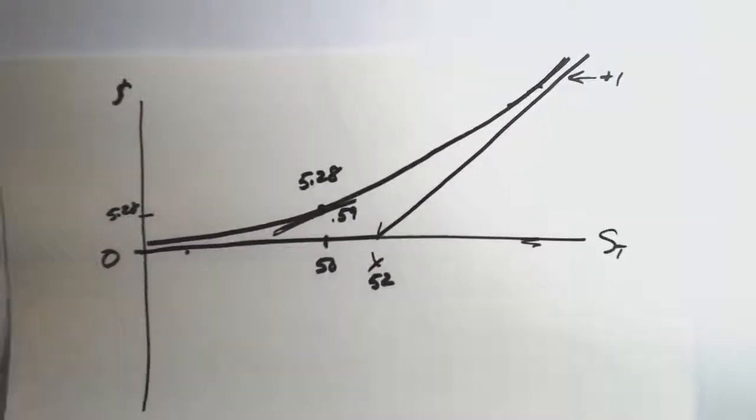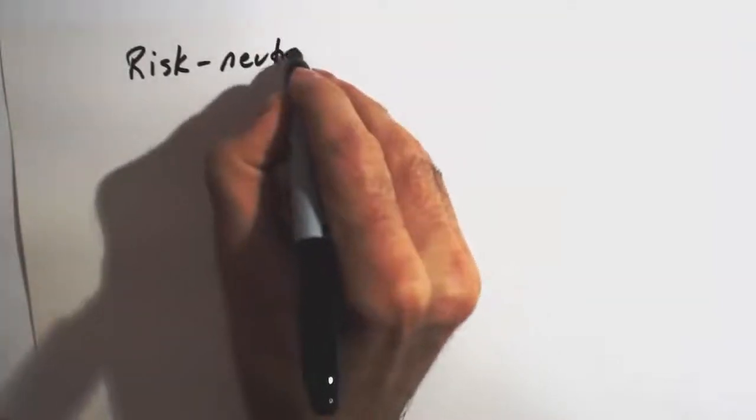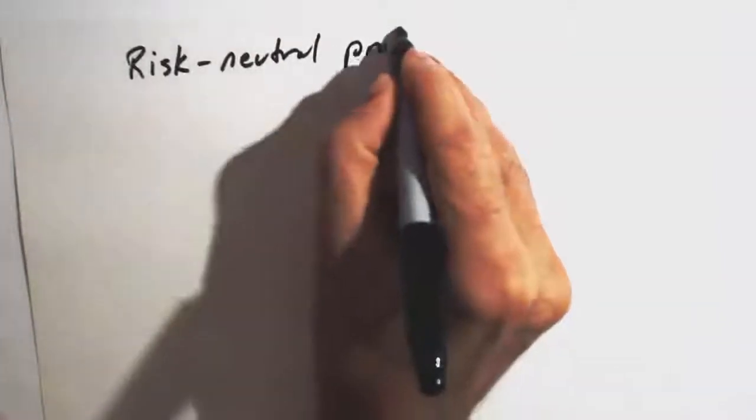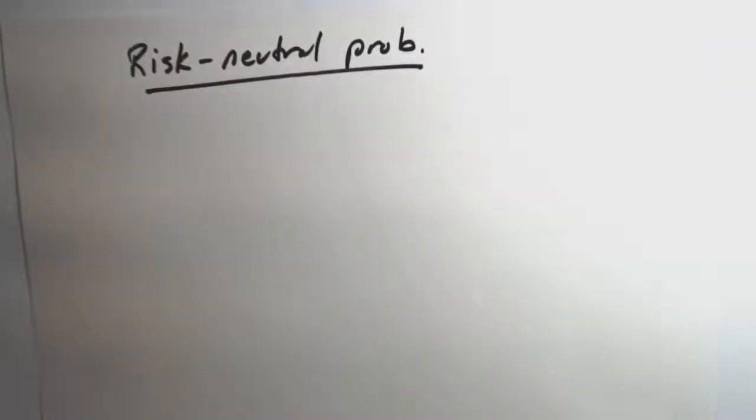Now what I want to cover is risk-neutral probabilities. Now, we haven't addressed probabilities at all in the model so far. We are now. Risk-neutral probabilities. Now, when I'm talking about risk-neutral probabilities, there's no risk premium.